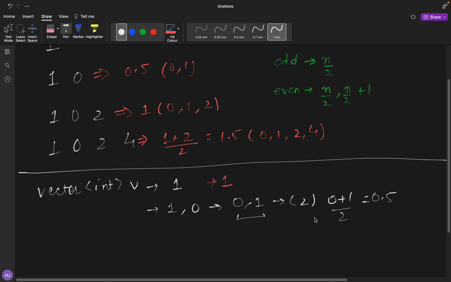Let's discuss the time complexity involved over here, because we have already discussed these examples, so we can move forward to the time complexity.